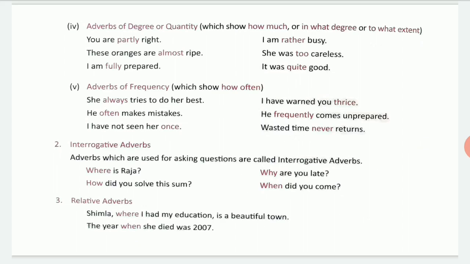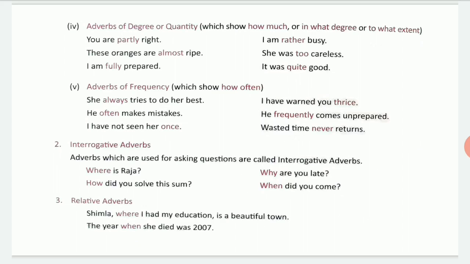Like Shimla, where I had my education, is a beautiful town. So it is not only joining two sentences, Shimla is the place where I had my education, or Shimla is a beautiful town, but at the same time it is referring back to Shimla. Where is a relative adverb which is referring back to its antecedent Shimla. The year when she died was 2007. Again, over here the relative adverb when is referring back to the year, its antecedent.